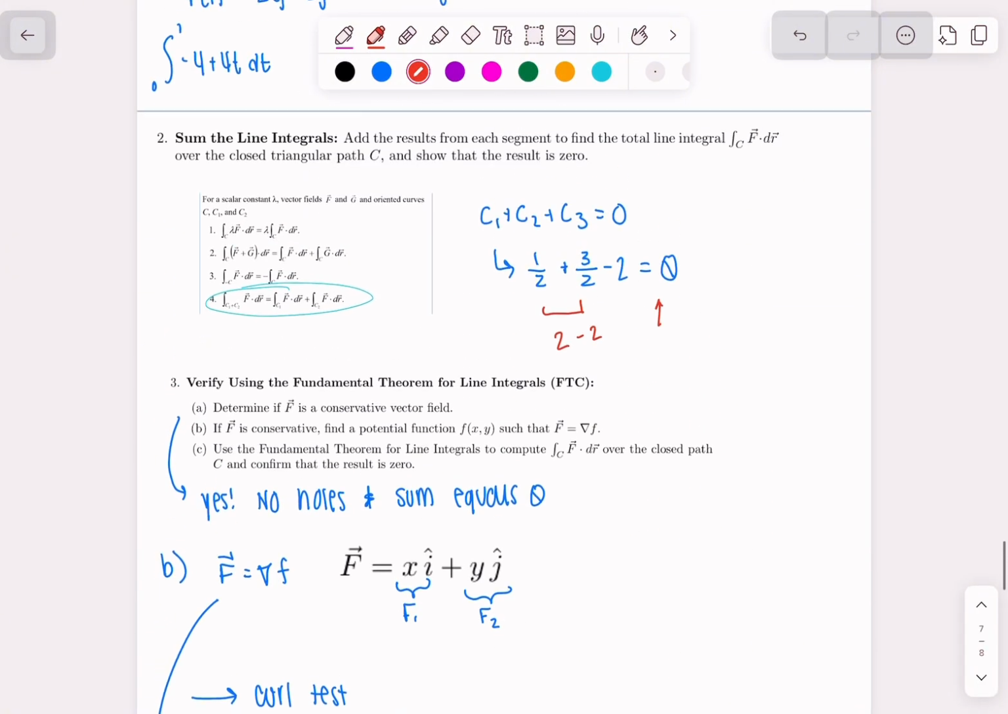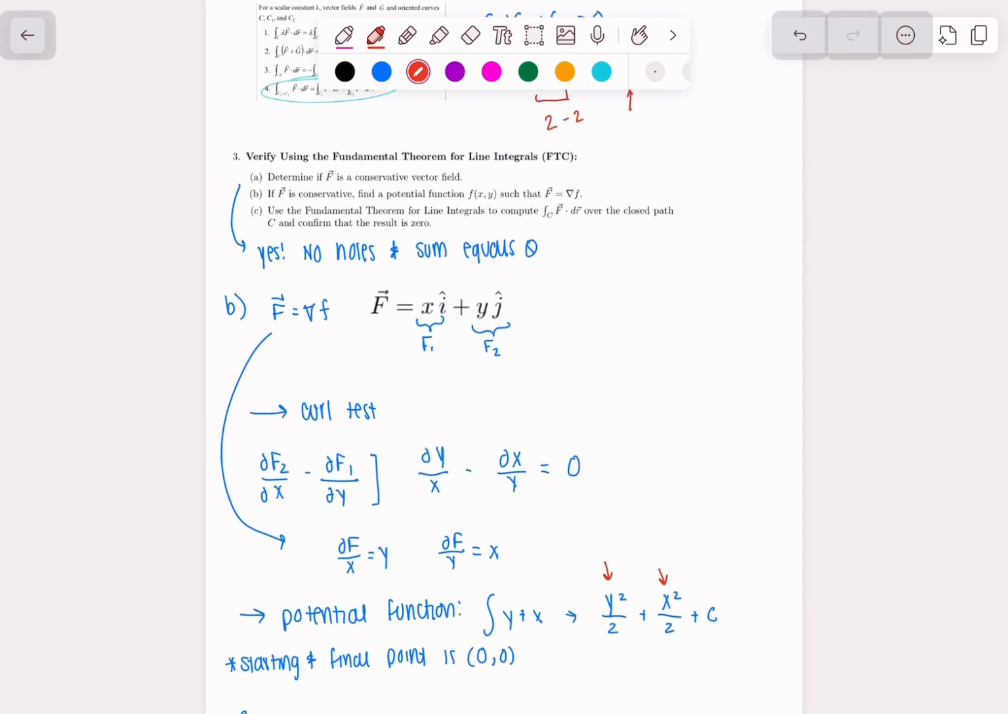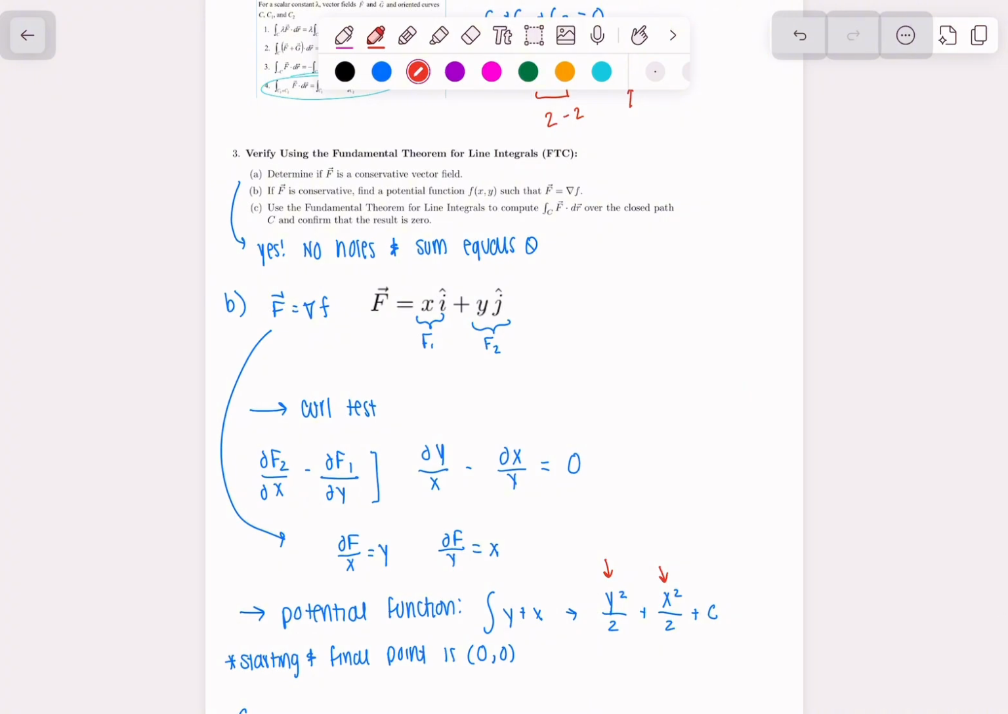I'm going to go ahead and explain this a little more. When the result of a line integral over a closed path is 0, it shows that, again relating back to problem 1, the path taken doesn't matter, and the sum of all of those is always going to be equal to 0.